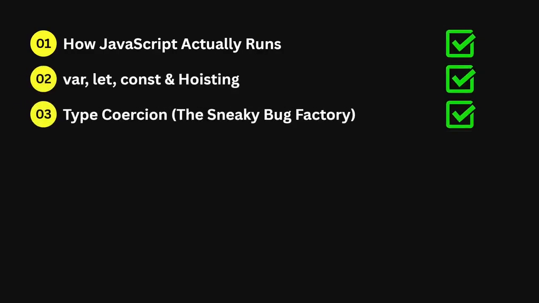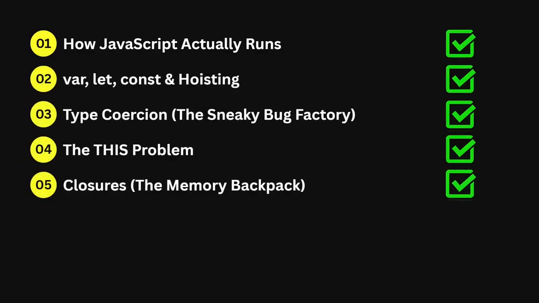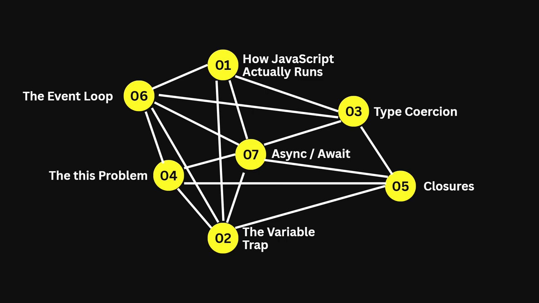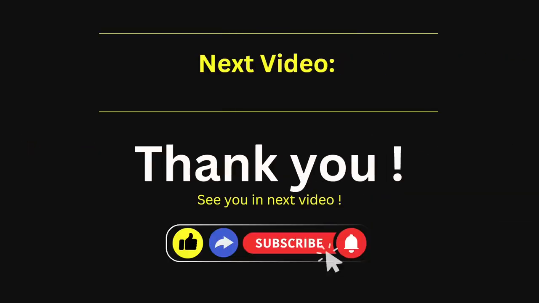That's 7 concepts that had you stumped, now they shouldn't. And here's the honest truth. These aren't separate things, they all connect. Understanding hoisting helps you understand scope. Understanding the event loop makes async await obvious. Closures make callbacks make sense. JavaScript is weird, but it's consistently weird. Once you get the model, everything else falls in place.